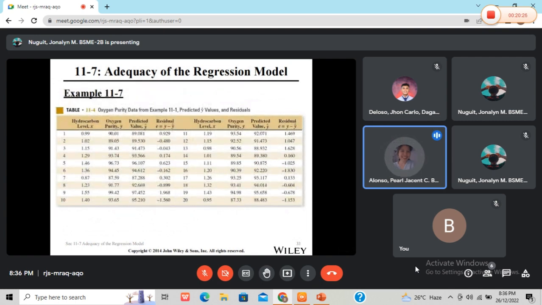As you can see in the table, there is a value in each column: the hydrocarbon level, or x, the oxygen purity, the predicted value, and the residual, which is y minus y hat. The observed and predicted values of y at each value of x from this dataset, as well as the related residuals, are shown in table 11-4. These values, which were determined using Minitab, exhibit the standard number of decimal places for computer output.